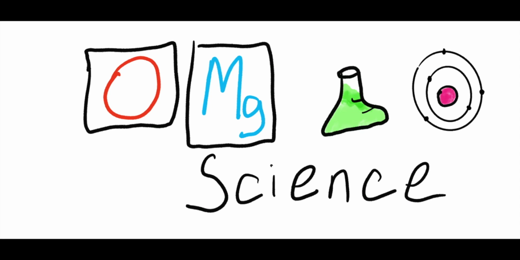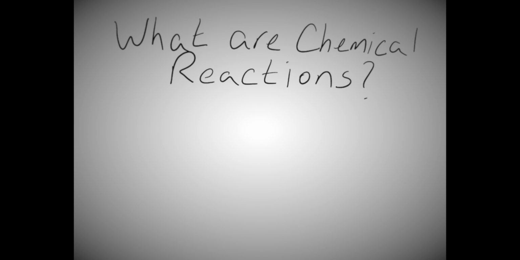It's hard to say that you can understand chemistry without knowing what a chemical reaction is. In this video, we will talk about what exactly chemical reactions are and how they are affected by their environment. First, we must understand what chemical reactions are. A chemical reaction is the process by which one or more substances are changed into one or more different substances.